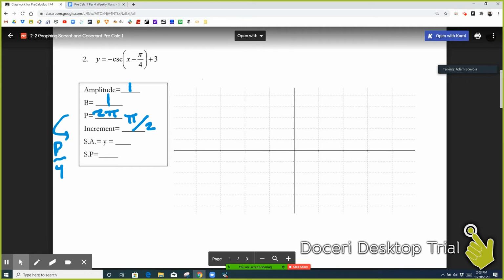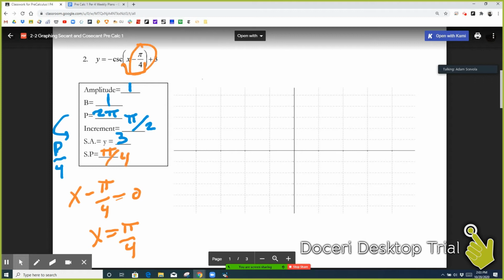The sinusoidal axis is at 3. And for the starting point, we're going to take the expression inside of the parentheses and set it equal to 0. And we get x is pi over 4. So that's our starting point.